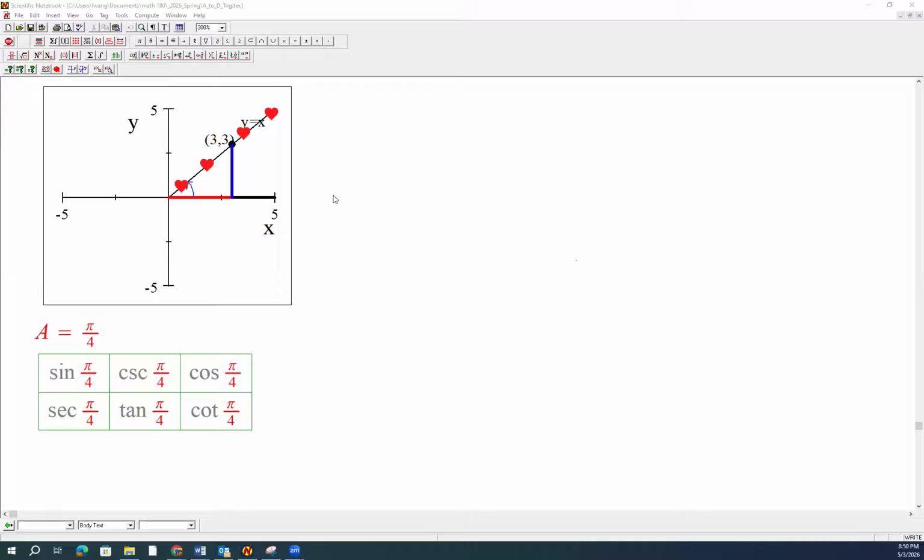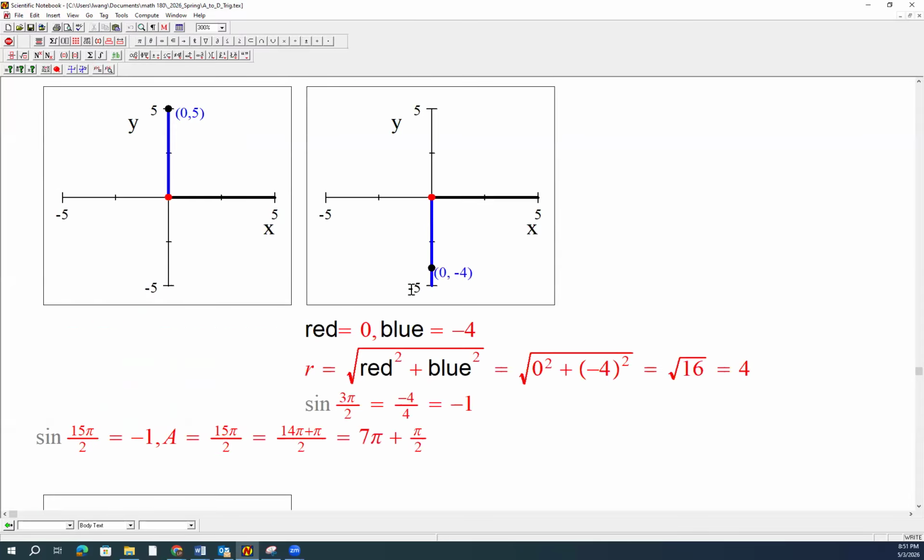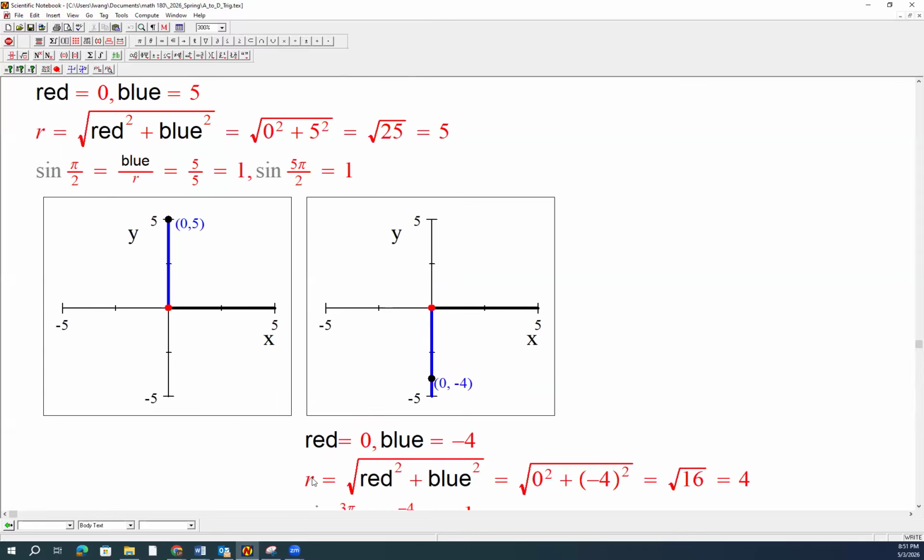So red is 3, blue is 3. Let me clean this up a little bit. If red is 3 and blue is 3, let's write it down. We follow the definition. Red is 3, blue is 3. And what is R? Okay, I'm going to copy that formula for R.